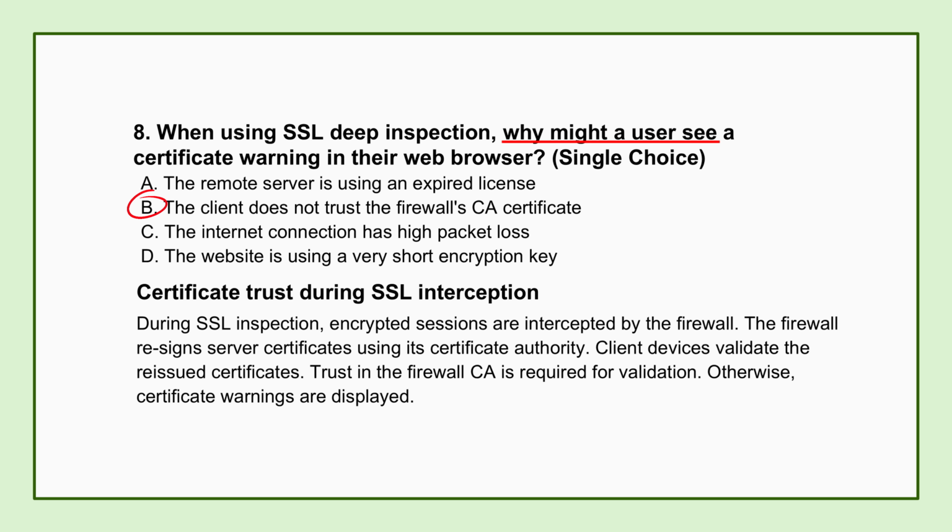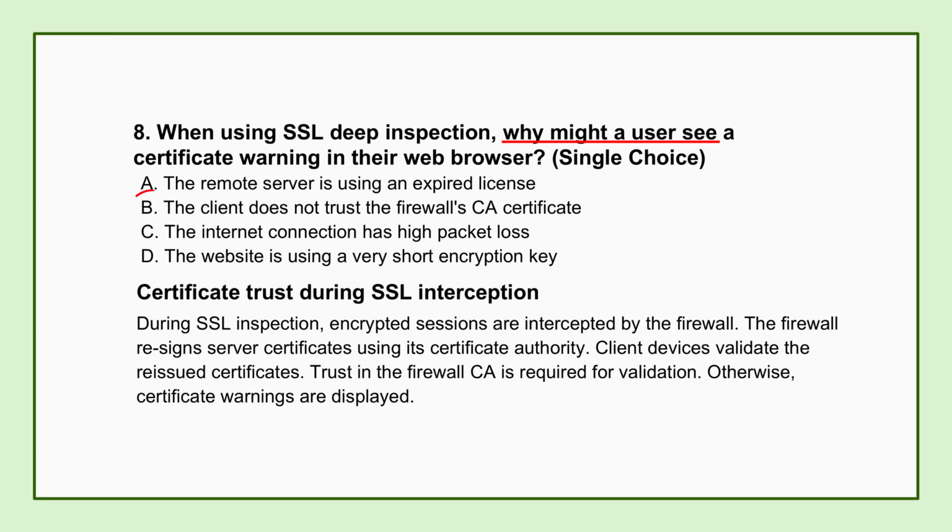During deep inspection, the firewall basically performs a man-in-the-middle on the traffic. Right. It intercepts the real server certificate and then resigns a copy of it using its own internal certificate authority, its own CA. And the user's browser sees that and freaks out. It freaks out because the client device, the browser, the phone, does not trust the firewall's CA certificate. It sees the signature from some unknown internal appliance, not a globally trusted one like Let's Encrypt or DigiCert, and it flags the connection as suspicious.